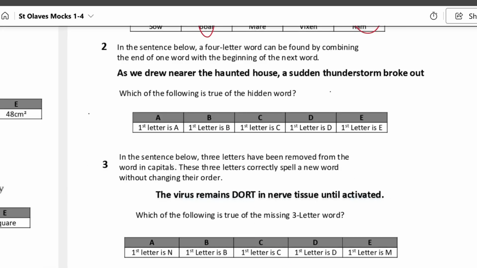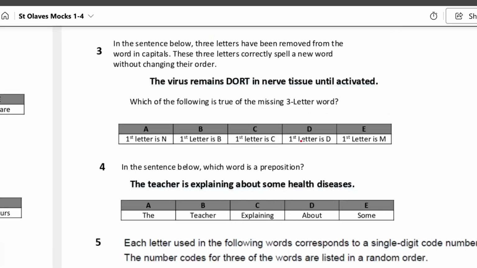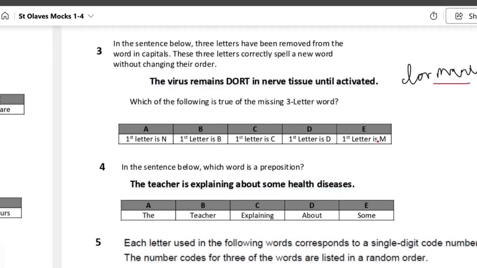For question 2, the 4-letter word is found over here in dent. So what is true of the following word? The first letter is D. For question 3, the 3 letters have been removed from the word in capitals. So they're saying that the virus remains something in nerve tissue until activated. Whenever I think about something in the body, you have something that remains dormant. That's spelled D-O-R-M-A-N-T. We can see the word in capitals looks like dormant, and what is the 3-letter word? Man. What's true of the following word? The first letter is M.